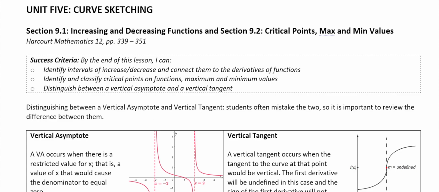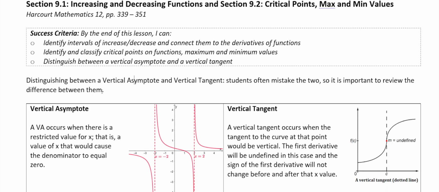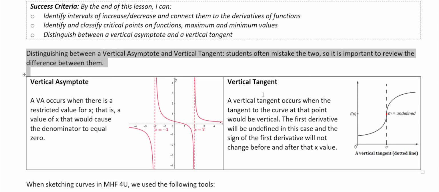In this video, we're going to look at increasing and decreasing functions as well as critical points, max and min values. The first thing that we should start off with is distinguishing between a vertical asymptote and a vertical tangent. Students often mistake the two, so it's important to review the difference between them.